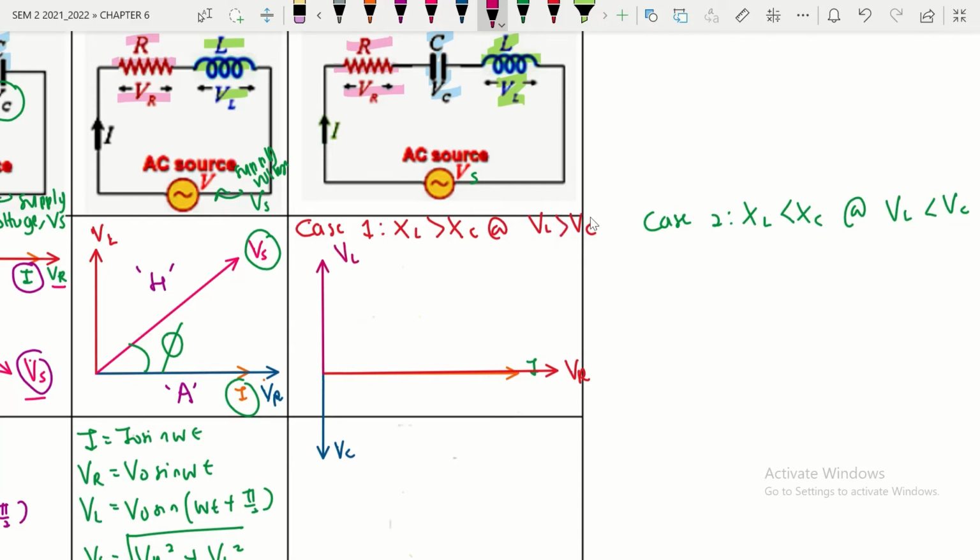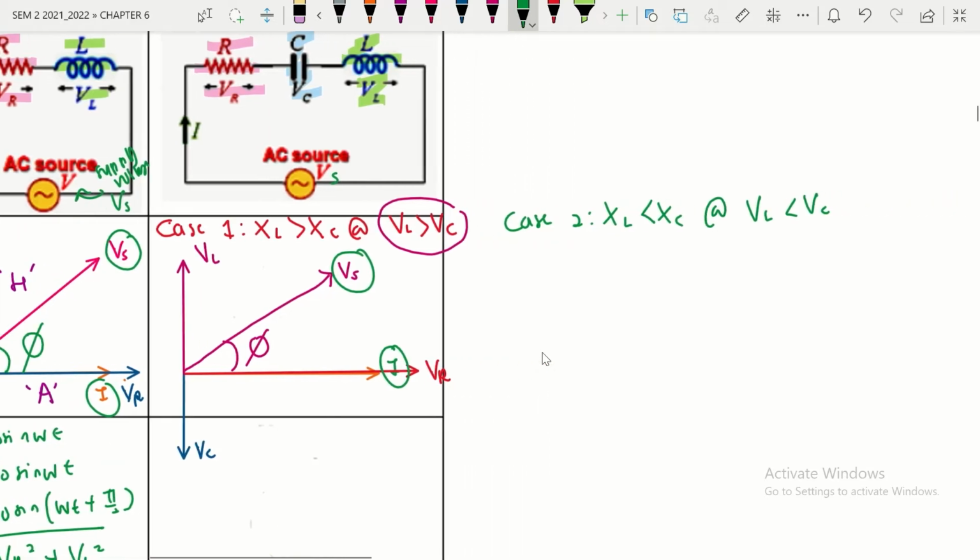Cuma yang membezakannya adalah supply voltage tu berada di mana. Kalau case di mana you punya voltage across inductor lebih besar daripada voltage across capacitor, you punya supply voltage akan berada di atas. Maksudnya dia akan berada di sini lah. So this is your supply voltage, dan this is the phase angle lah. So phase angle dia mestilah antara supply voltage dan juga current.